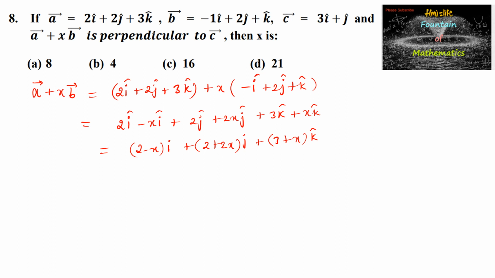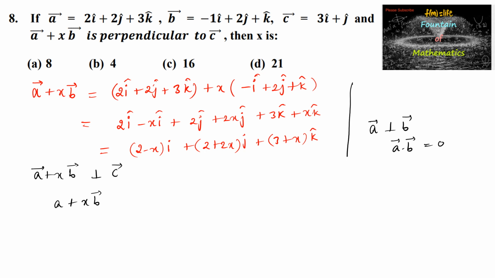And it is given that a plus xb is perpendicular to vector C. We know that if a vector is perpendicular to another vector, then the dot product will be equal to 0. So we can write a plus xb vector dot product with the c vector is equal to 0.